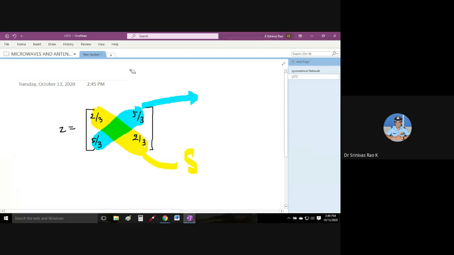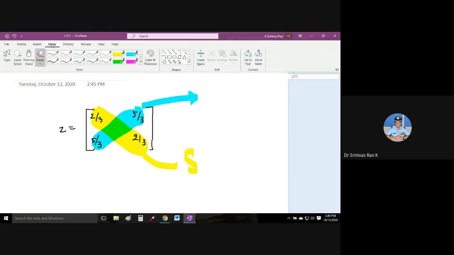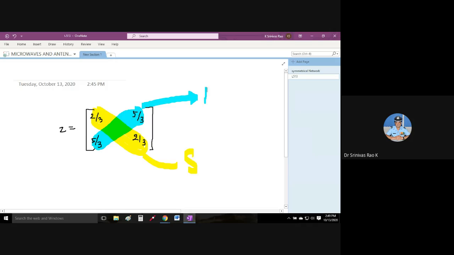Any student can answer or clarify the doubts. No one will speak actually. The point is that this is reciprocal, this is symmetrical. Is it clear? Yes, sir. Okay.